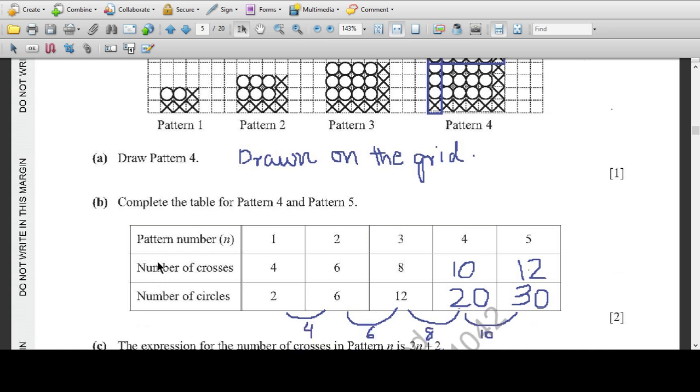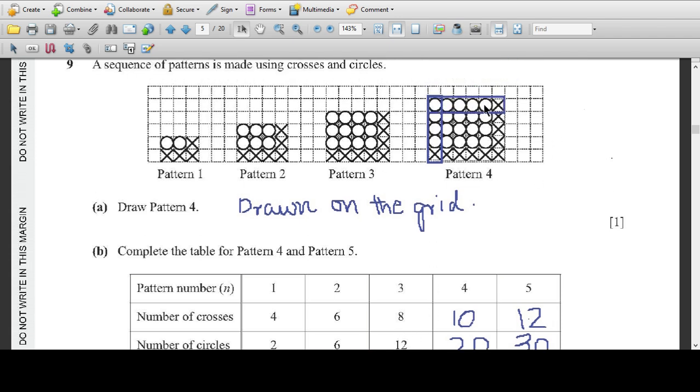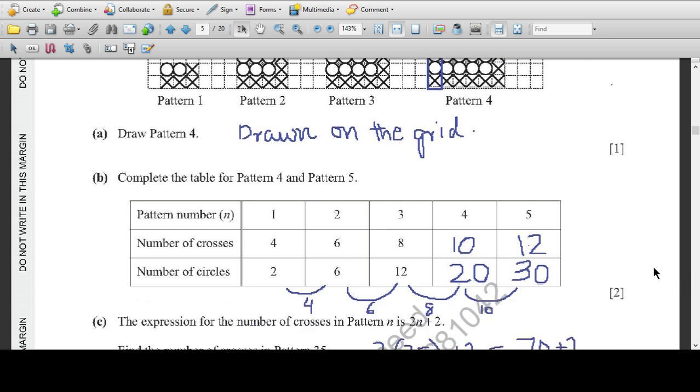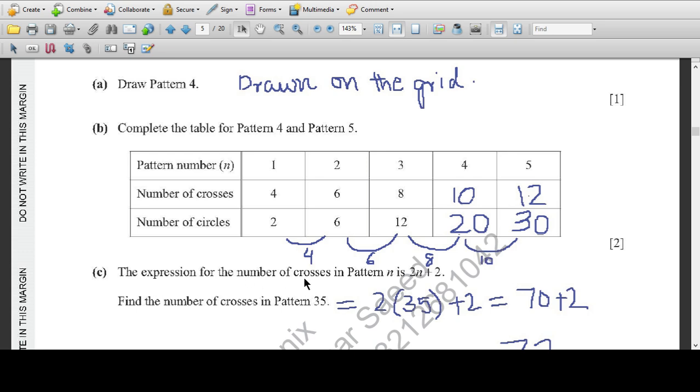Now the number of circles. In the first pattern, we have 2 circles. In pattern 2, we have 6 circles. In pattern 3, we have 4 into 3, 12 circles. In pattern 4, we have 5 into 4, which is 20 circles. So the next one will be 30, because this information is given. The expression for the number of crosses in the pattern is 2n plus 2.